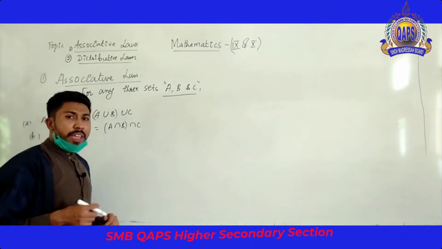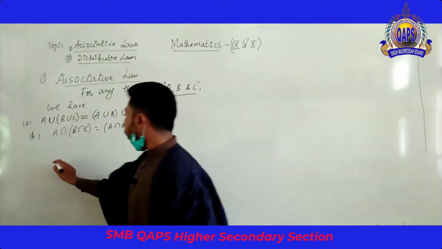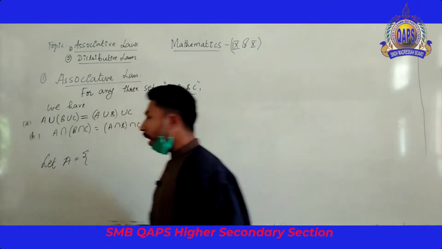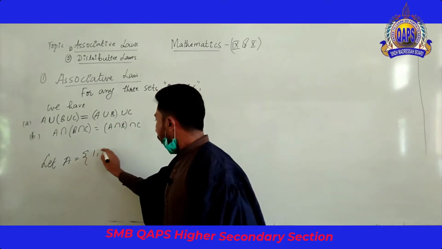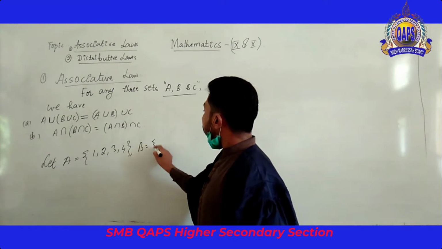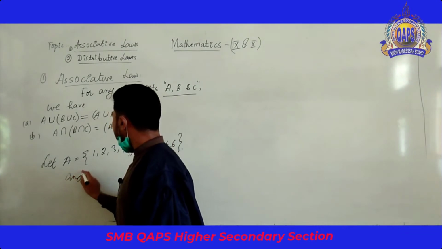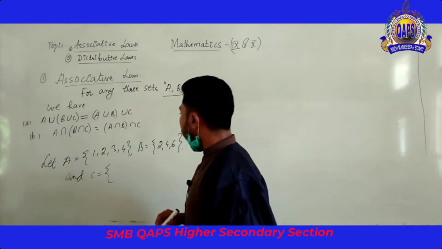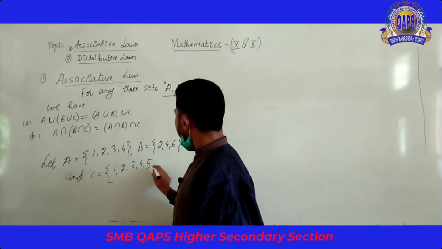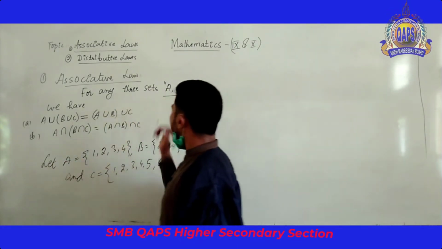First of all, we are taking sets of elements. Let A depend upon the elements 1, 2, 3, 4. The set B contains 2, 4, 6, and the set C contains 1 to 6. So these are the three sets which are given here.